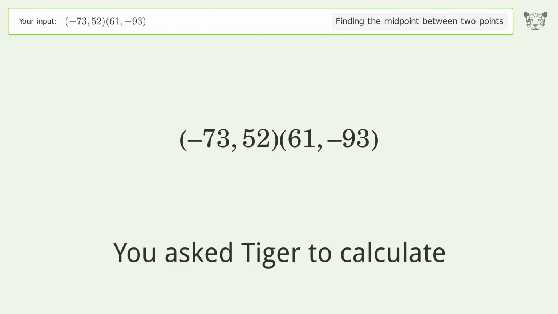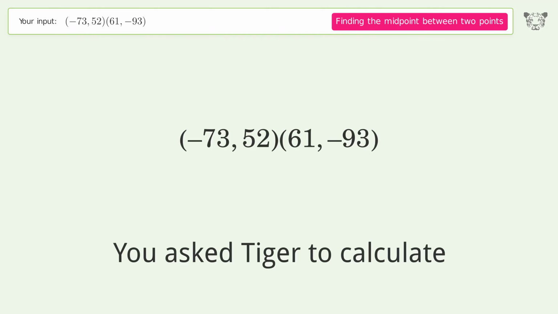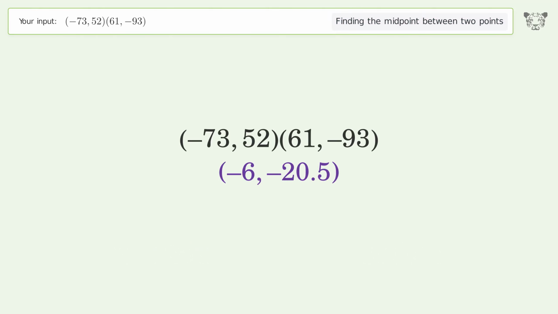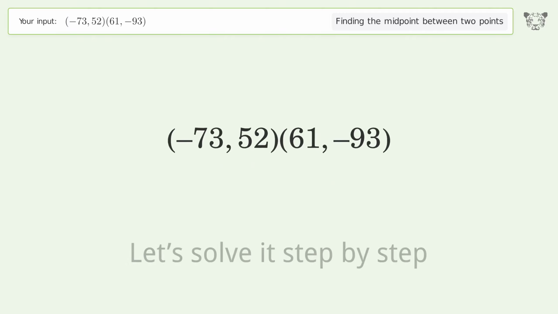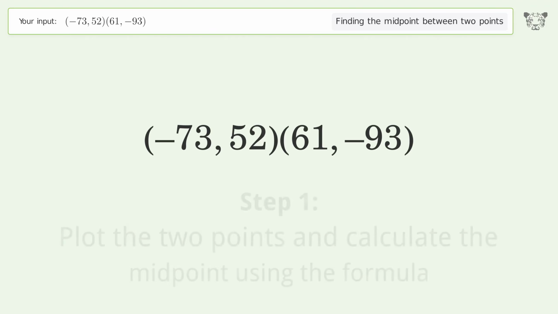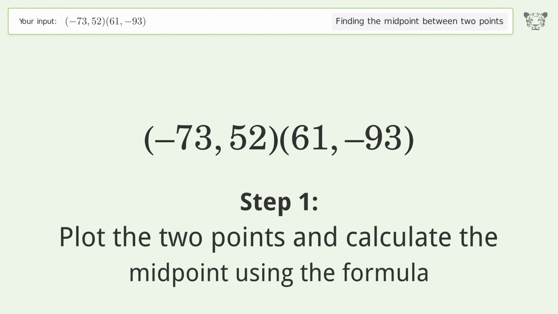You ask Tiger to calculate. This deals with finding the midpoint between 2 points. The midpoint between the 2 points is -6, -20.5. Let's solve it step by step. Plot the 2 points and calculate the midpoint using the formula.